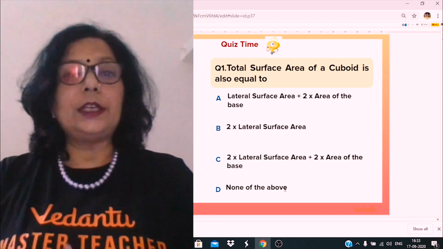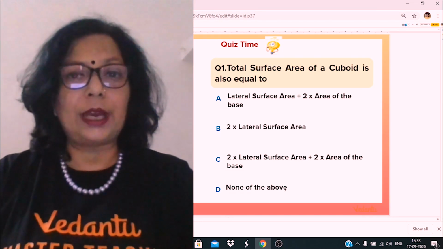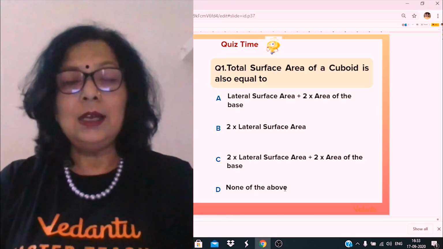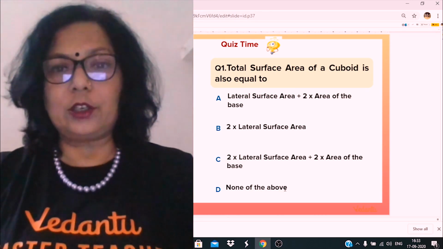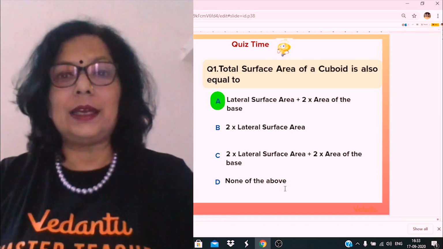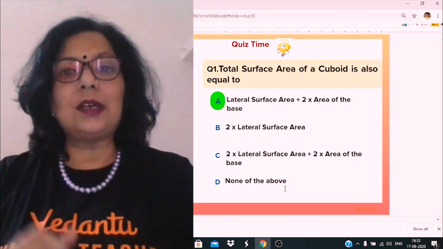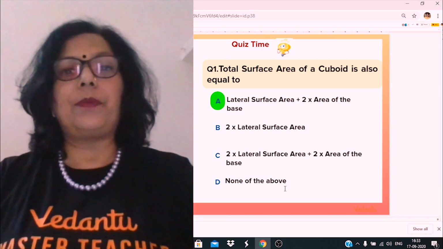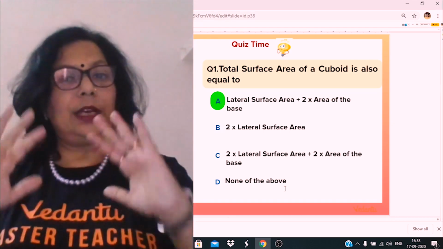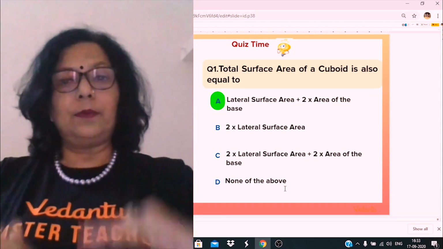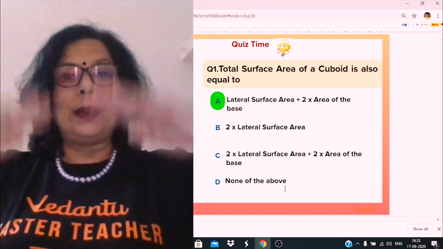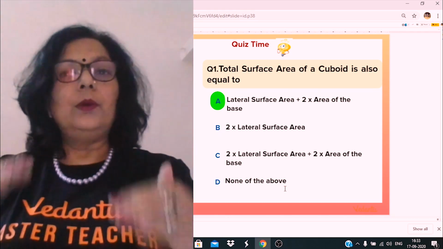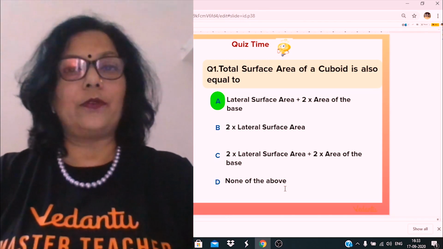Now, total surface area of a cuboid is equal to, can you all mark? This is your quiz time. Come on, I'm waiting for the answer. I hope all of you have written it in your copies. And the answer is: lateral surface area plus 2 into area of the base. Why 2 into area of the base? Area of the four walls plus bottom plus top. Bottom and top are the same, so you multiply the base by 2 and you get the total surface area of the cuboid.